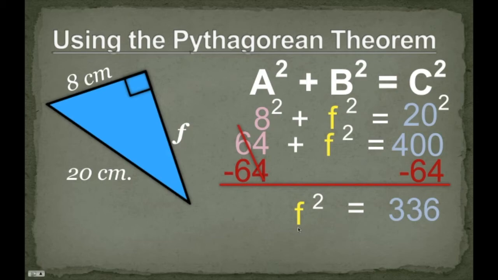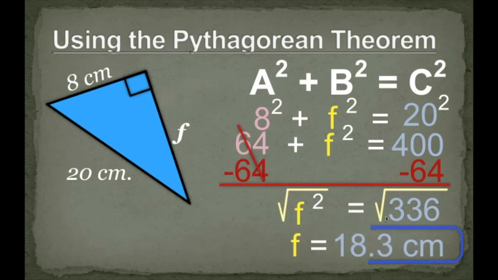Well, remember, I've got to get f completely by itself. And how do I cancel out a square? I find the square root of both sides. The square root and the square cancel, leaving me with f by itself. Bring down my equal sign, and the square root of 336 is 18.3 centimeters. So our leg here, our missing leg, is 18.3 centimeters. And that makes sense, because that's not our hypotenuse, that's not the longest side. 20 is still greater than 18, so our number still seems reasonable.